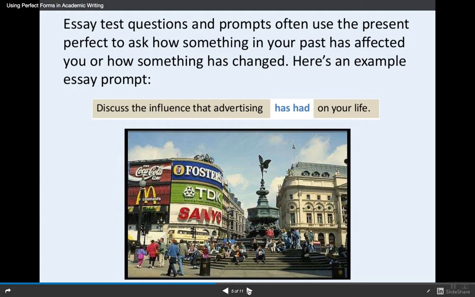Essay test questions and prompts often use the present perfect to ask how something in your past has affected you or how something has changed. Here's an example essay prompt. Discuss the influence that advertising has had on your life.